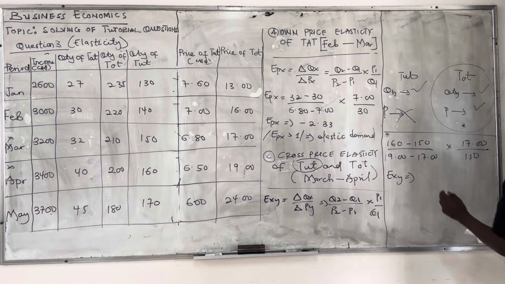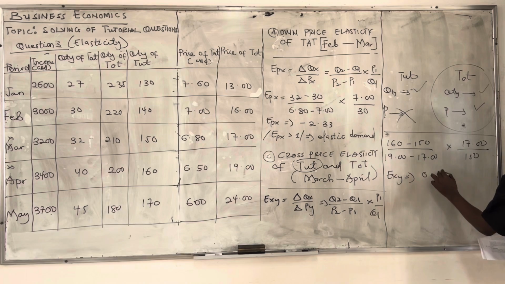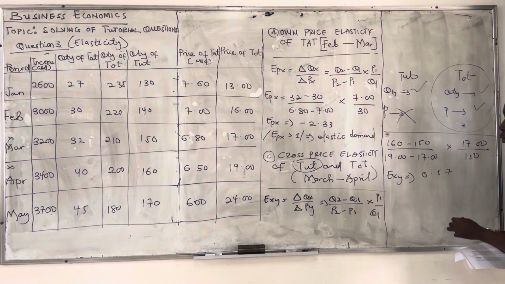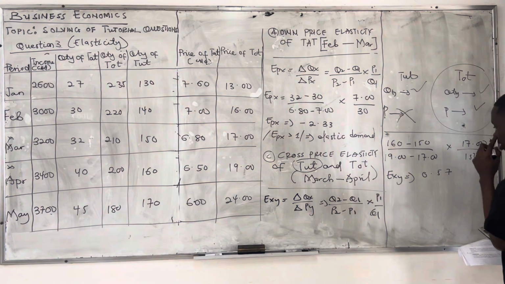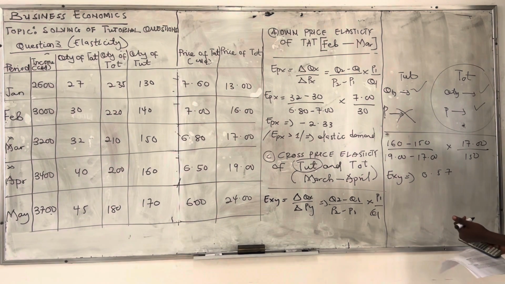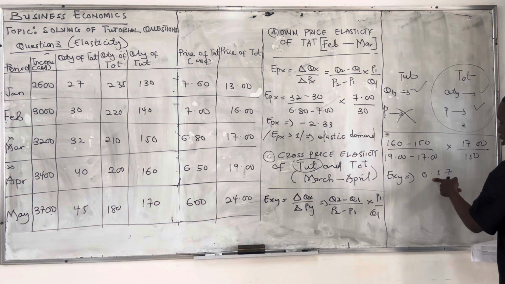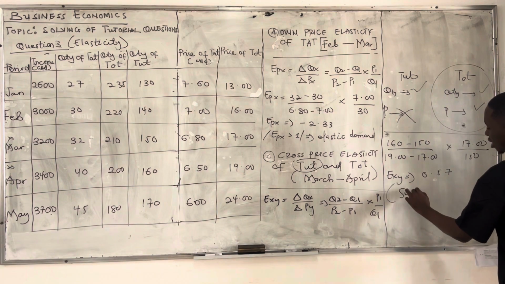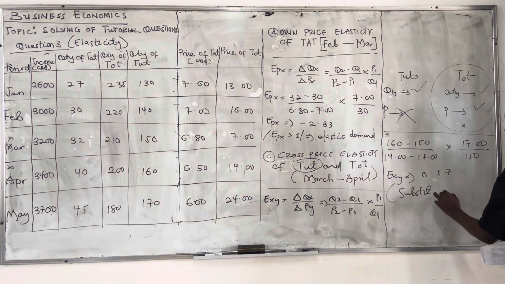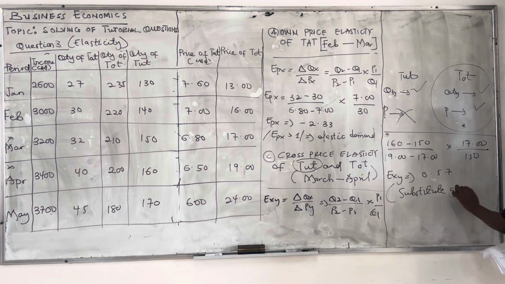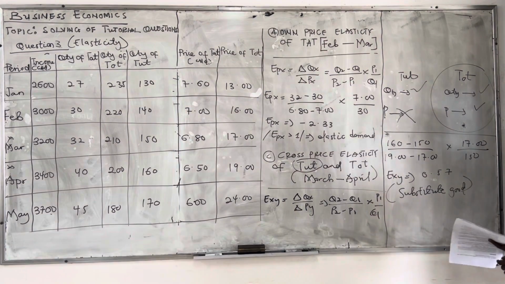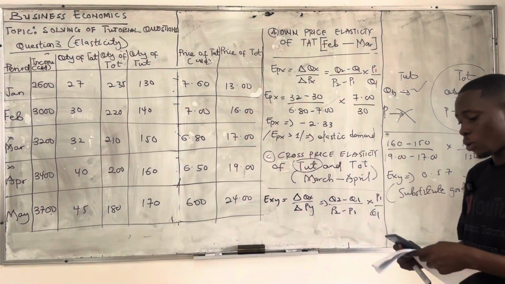We have 0.57. What's cross price? If it's positive, then it's a substitute good. If it's negative, then it's a complementary good. So this is positive, so it's a substitute good, and it's even greater than 0. Substitute good. So that's how we solve the C part of the question.